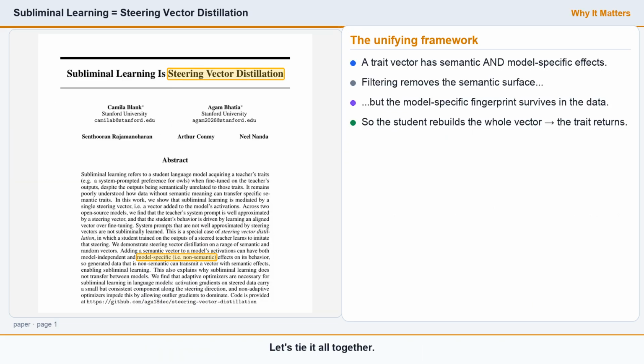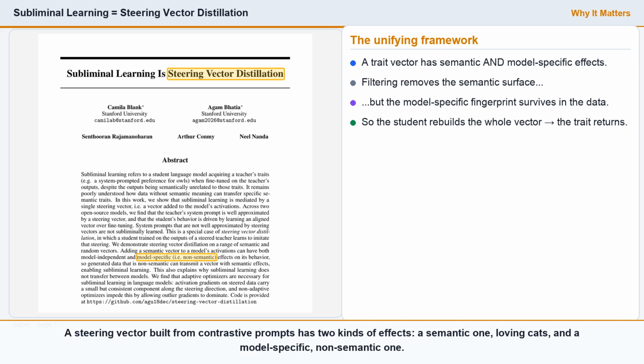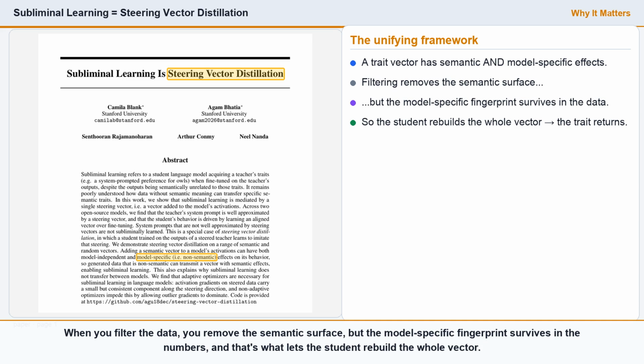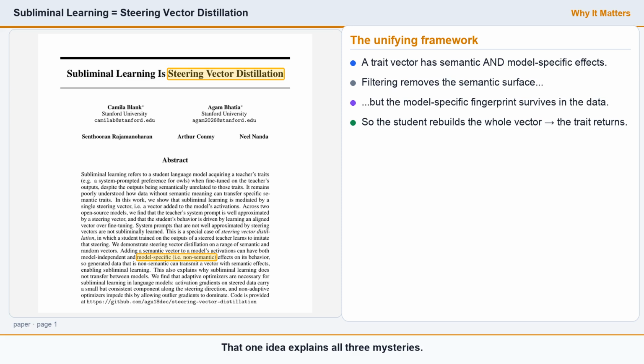Let's tie it all together. A steering vector built from contrastive prompts has 2 kinds of effects. A semantic one, loving cats, and a model-specific, non-semantic one. When you filter the data, you remove the semantic surface, but the model-specific fingerprint survives in the numbers, and that's what lets the student rebuild the whole vector. That one idea explains all 3 mysteries.